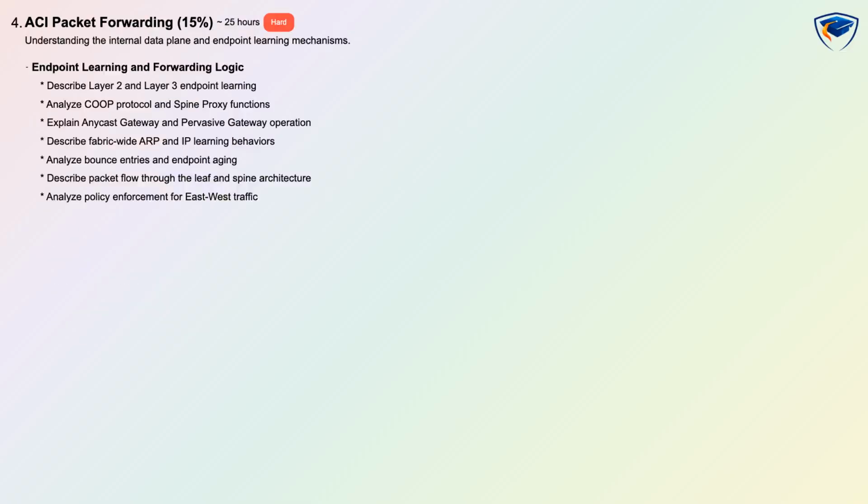ACI packet forwarding is 15%, rated hard, and expects around 25 hours of scenario-based learning focused on the data plane. You will study endpoint learning for Layer 2 and Layer 3, how COOP and spine proxy functions support distributed learning, and the operation of anycast and pervasive gateways. The syllabus requires analysis of fabric ARP and IP learning, bounce entries, endpoint aging, and packet flow through leaf and spine devices with policy enforcement for east-west traffic. Practical scenarios should test your ability to trace flows and explain forwarding decisions under different policy conditions.